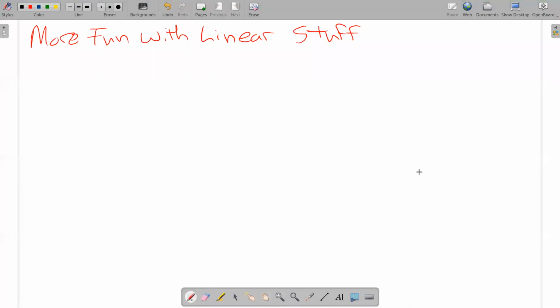More fun with linear stuff. Again, whiteboard is active. So stuff is linear. We noticed that in a couple of different ways. In the beginning of the course, we looked at these classes of equations: linear, exponential, quadratic.